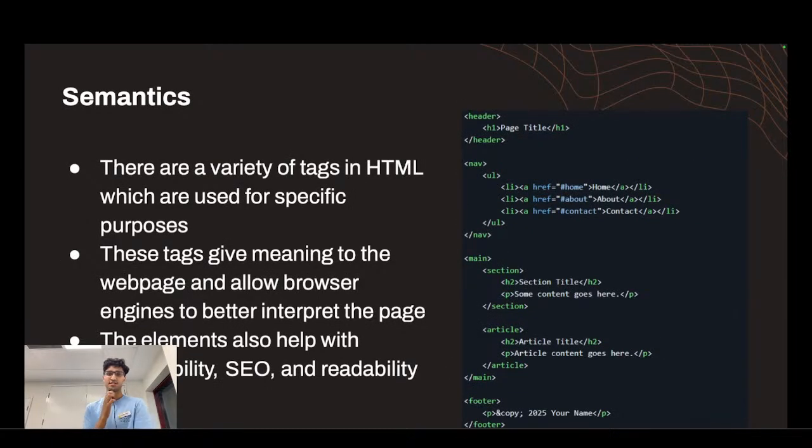And semantics, I mentioned this a bit earlier. There's a bunch of different tags in HTML which can be used for specific purposes. There are things like the body and header as well. Basically these tags give meaning to the web page and allow browser engines to better interpret the page. For example, you can have the main tag, the section tag and the footer tag, to make it better for accessibility, SEO, which is basically Google ranking, and readability for screen readers.